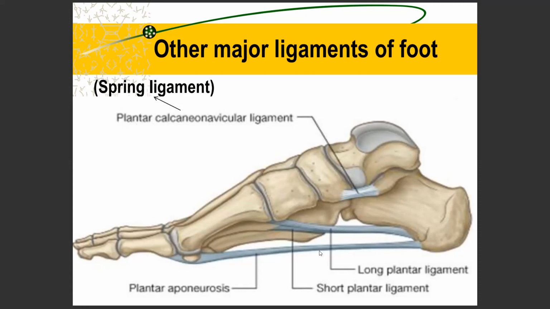There are two other ligaments on the plantar side. One is known as the long plantar ligament, and the other is known as the short plantar ligament. Here are the two plantar ligaments. This one is the long one, and this one is the short plantar ligament, while this is the plantar aponeurosis, which is beneath these two ligaments. These are collectively known as the plantar ligaments, and there are three: the plantar calcaneonavicular ligament, the long plantar ligament, and the short plantar ligament.